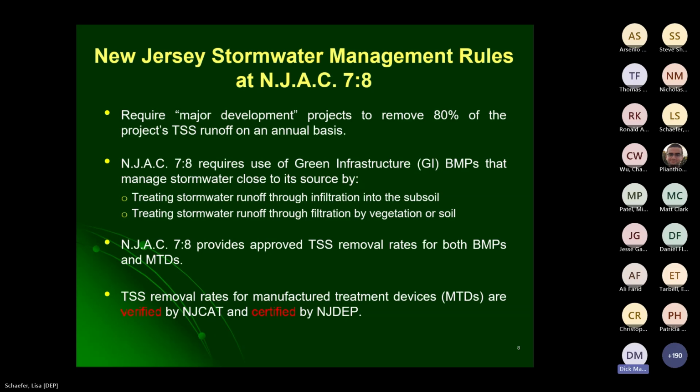And we've already heard the earlier presentations. That means it's got to treat stormwater through infiltration into the subsoil. And as I've learned, as I tell the people who come in, that means 100%, or it must be filtration by vegetation or soil. As we've already heard, the NJAC 78 provides removal rates, and that's part of what our job is.